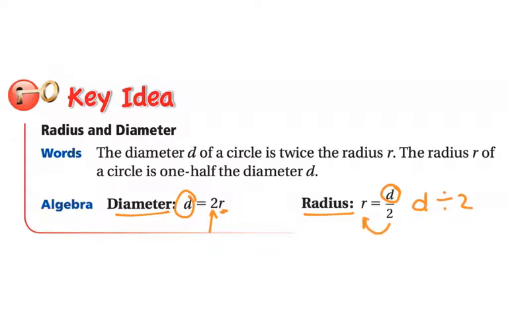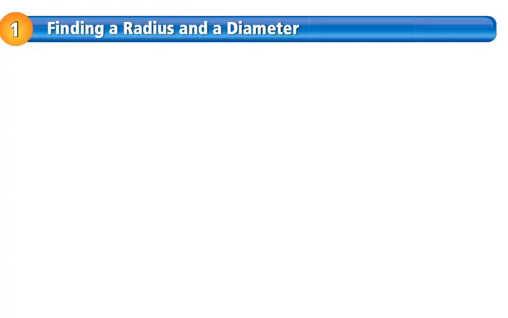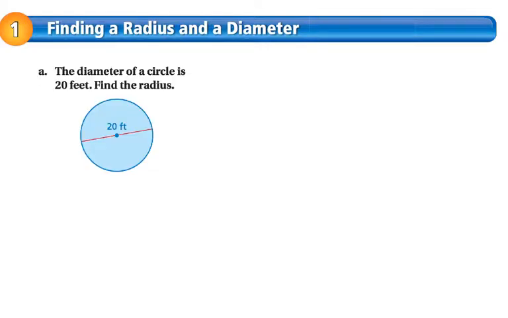We're going to take a look at some examples of that next. So we will use those two ideas to help us find a radius and a diameter. We'll start with part A, which looks like this. It says the diameter of a circle is 20 feet. We're asked to find the radius. So again, remembering that the diameter, that's going to be the longer of the two lines. That's the one that goes from edge to edge of the circle right through the center. And we can use that to find the radius, or the shorter of the two lines.